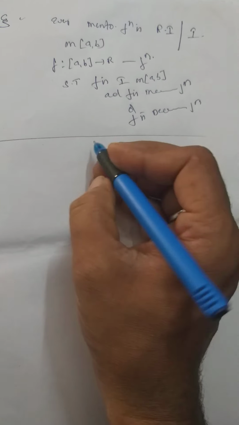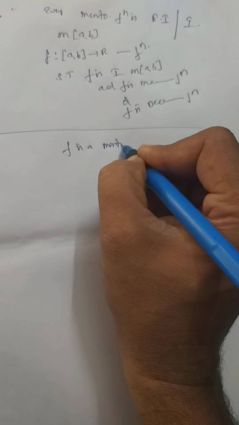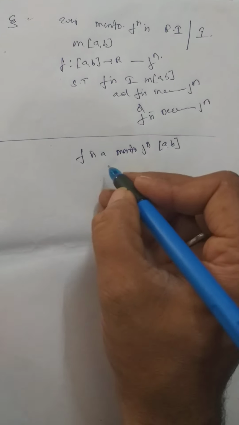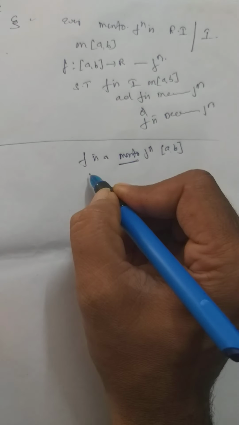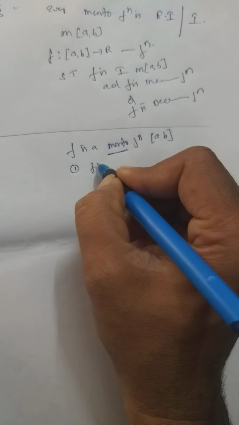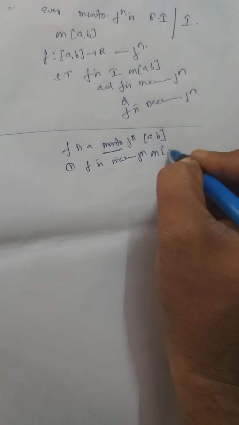Now in each case, see this: what is the given data? f is a monotonic function on closed interval [a, b]. What do you mean by monotonic? Either f is increasing or decreasing. First one, f is an increasing function on closed interval [a, b], say.